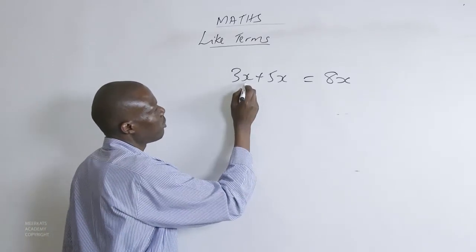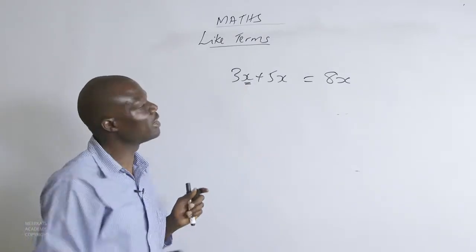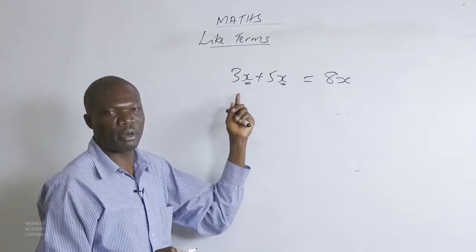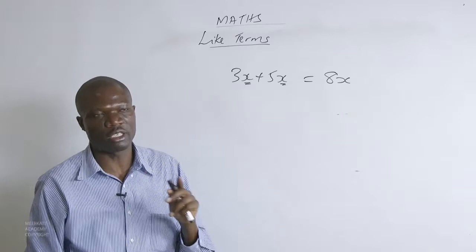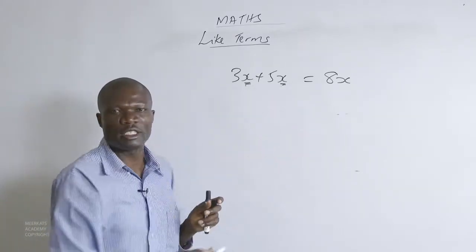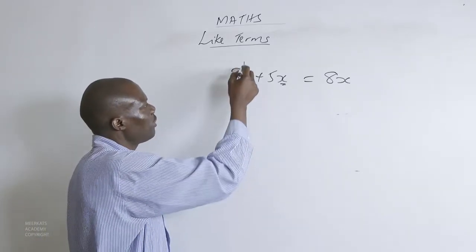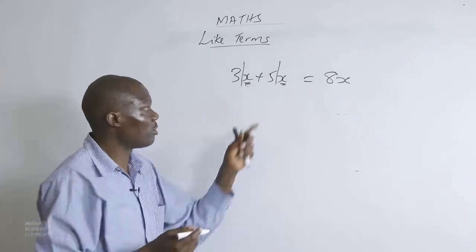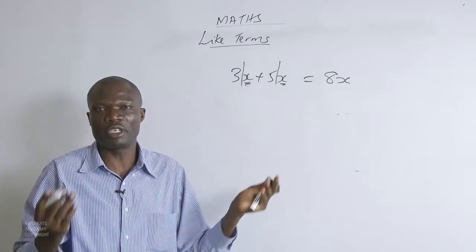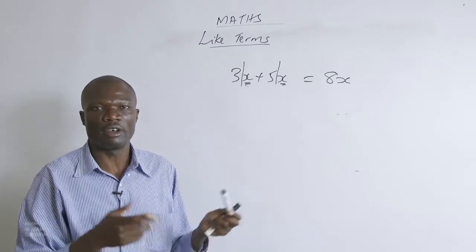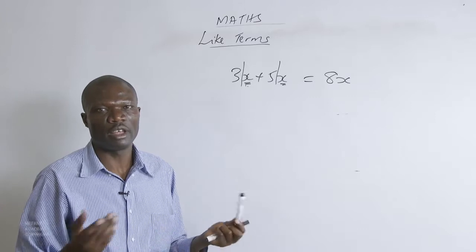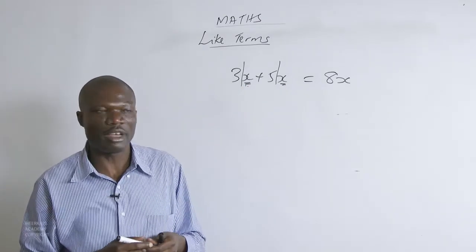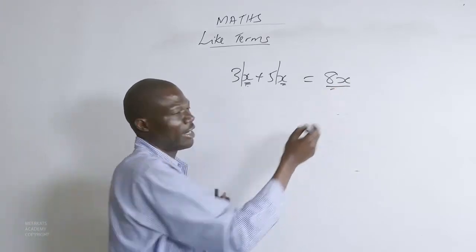It's simply because the pronumeral in the first term is x, and the same pronumeral in the second term is x. The operation that connects these two is addition. Because this is x and this is x, the coefficient of x here and the coefficient of x there are simply added, just the way we do it in ordinary addition and subtraction of integers. So 3x plus 5x gives us 8x.